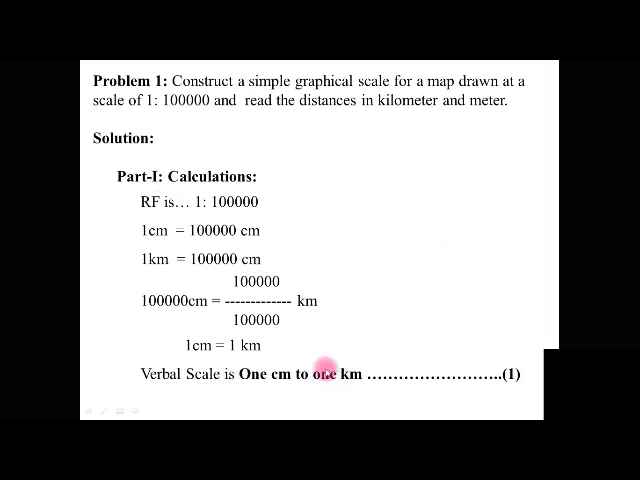So now we got 1 centimeter to 1 kilometer, that is the statement scale or the verbal scale for this given RF. Now based on this statement scale for this RF, we have to decide the length of the scale. So let me see how to decide the length of the scale, and we'll go to the next slide. So on the next slide, look here, the length of the graphical scale, that is the second stage.